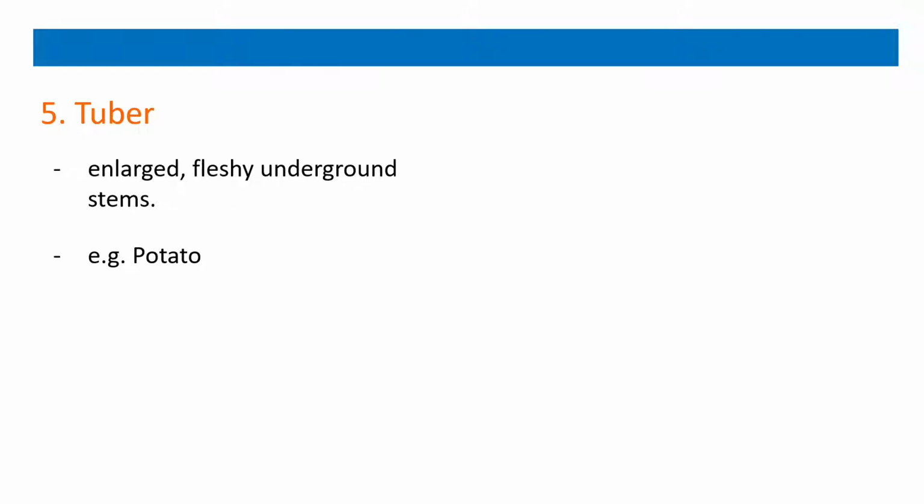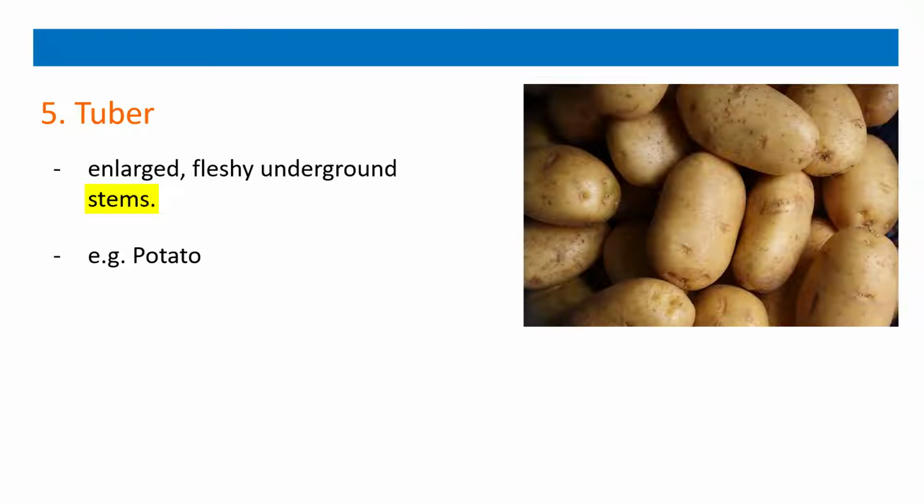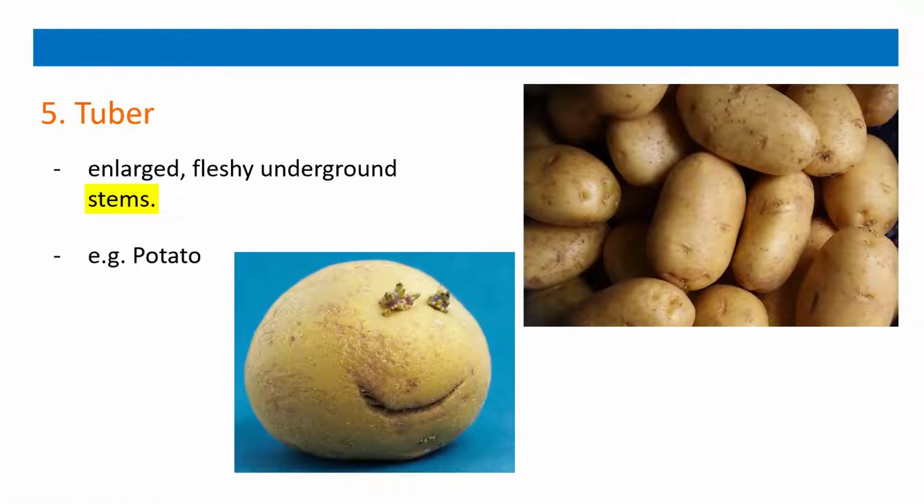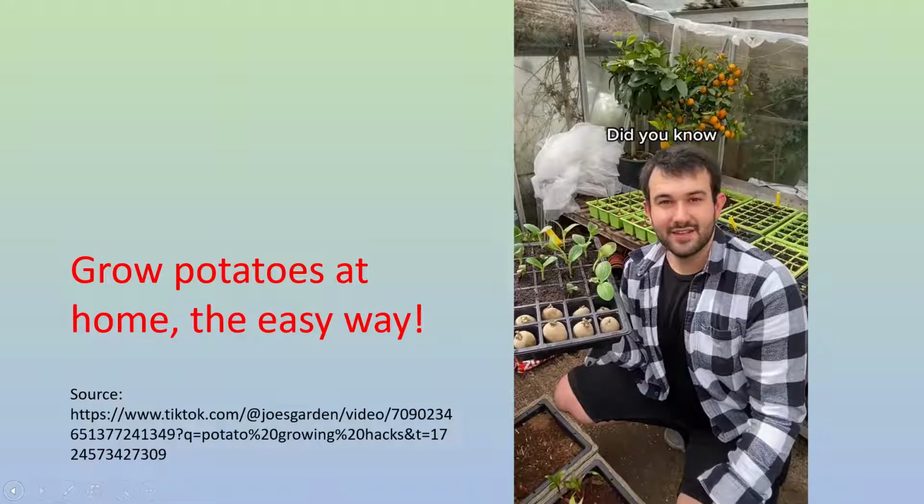So we're done with letter B, bulb, R for rhizome, A for adventitious root, C for corm, and now we proceed to T, which is the tuber. These are enlarged, fleshy, underground stems. An example for this one would be the potato, and this is actually very familiar to us, smiling over here. And of course, there's another video that I'll be showing you on how we can grow potatoes.